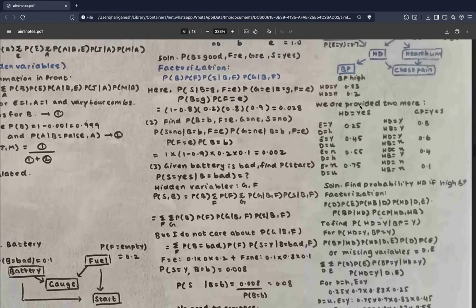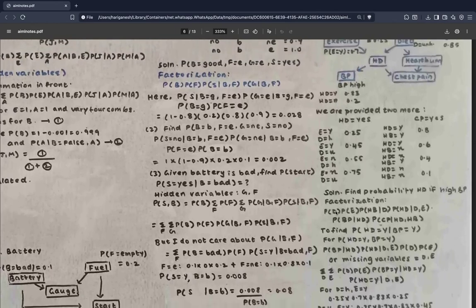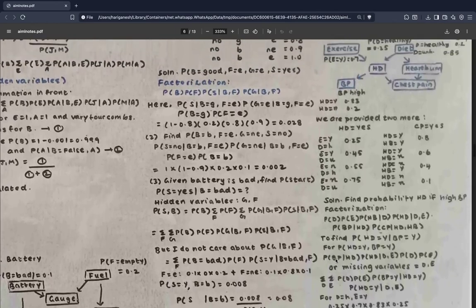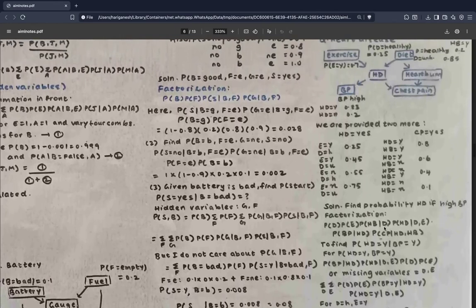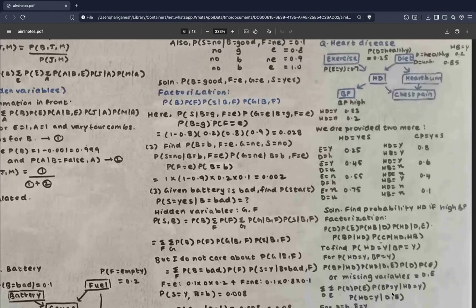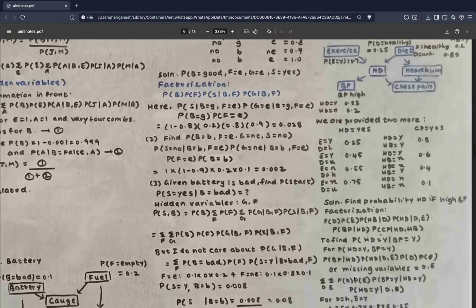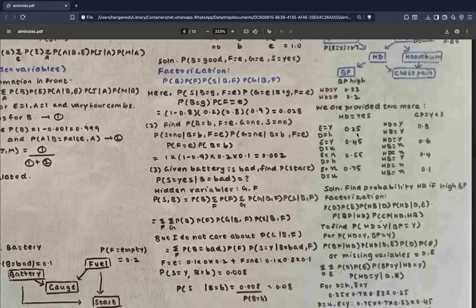Again, here we need all the variables, so we'll include all of them. So probability of D, probability of E, probability of blood pressure given heart disease, and probability of heart disease given the diet and exercise happening. Obviously, we do not really care about heartburn and chest pain, so we don't include those expressions here because those dependencies don't exist in this part, which is what we're looking for.